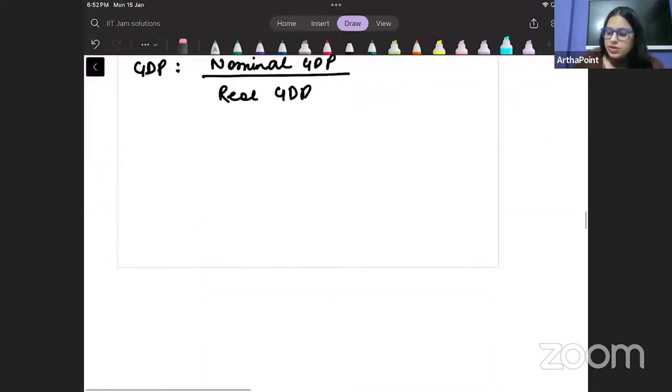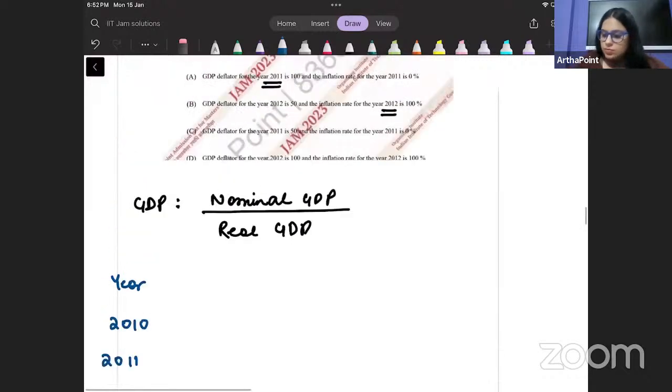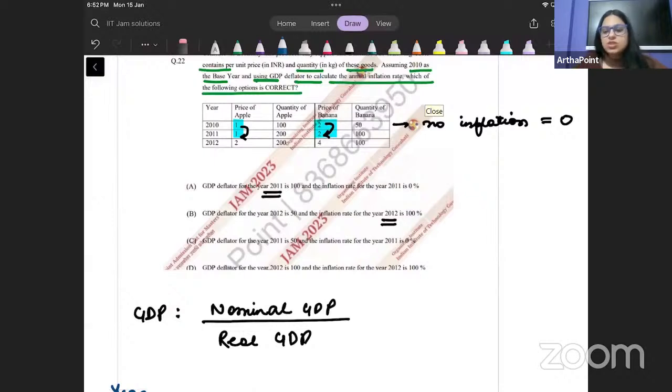So let me just plot a table here. I can take year here, and year can be 2010, 2011. In 2010, बच्चे, I cannot compare inflation. ना मतलब, to compare inflation is the change in prices, right? So I cannot compare inflation in 2010. I need a base year for it. I can only compare it for 11 and 12, whether inflation has increased or decreased, right?